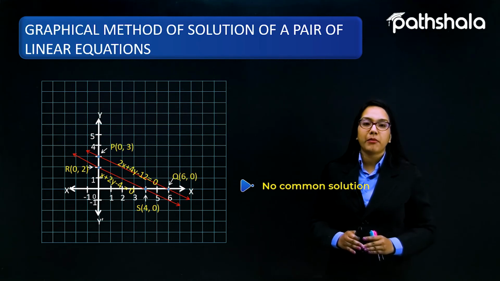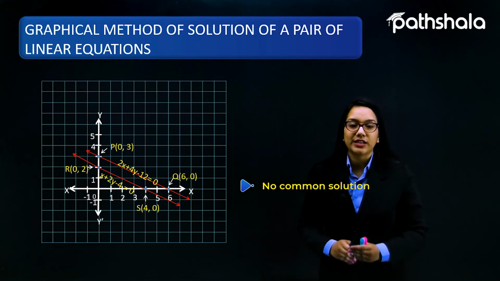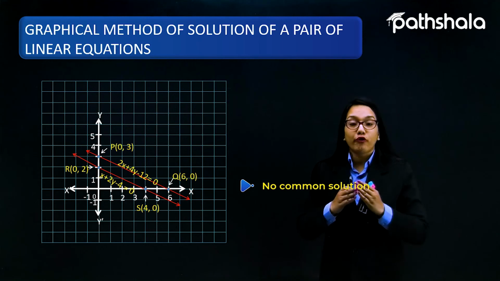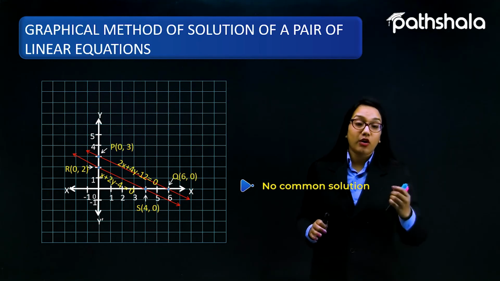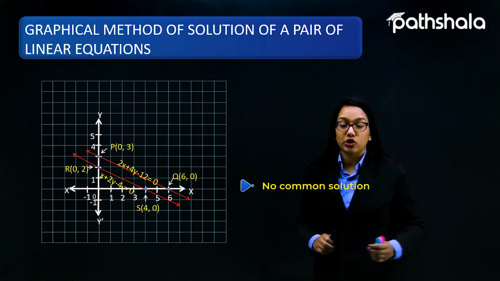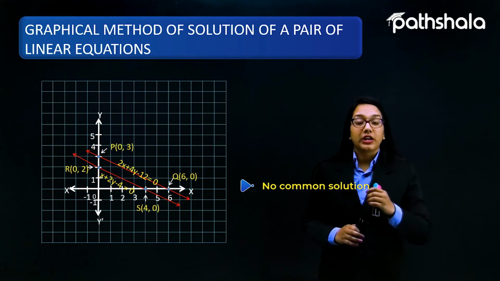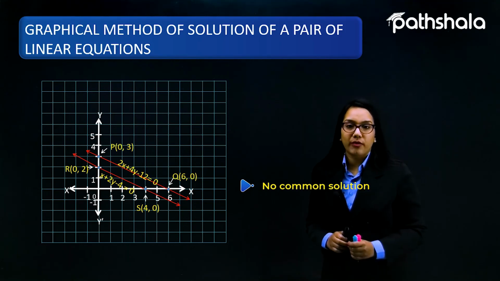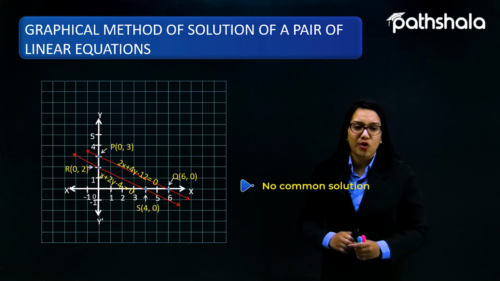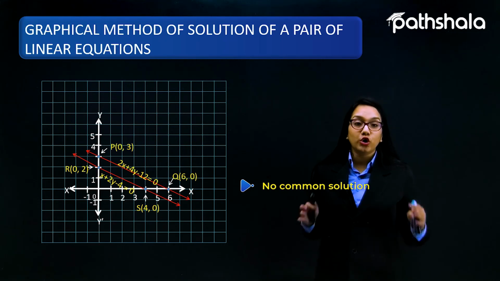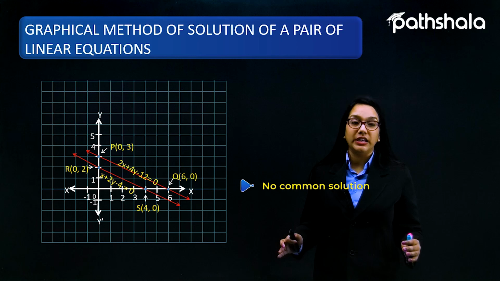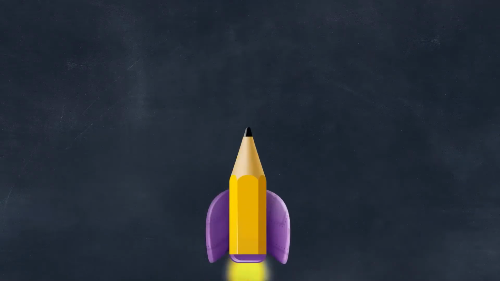So always remember, for the intersecting lines, the coincident lines, and the parallel lines, we have these kinds of nature of the solution. This is all about the graphical method of the solution of a pair of linear equations, or we can say this is all about the nature of the solution of a pair of linear equations.